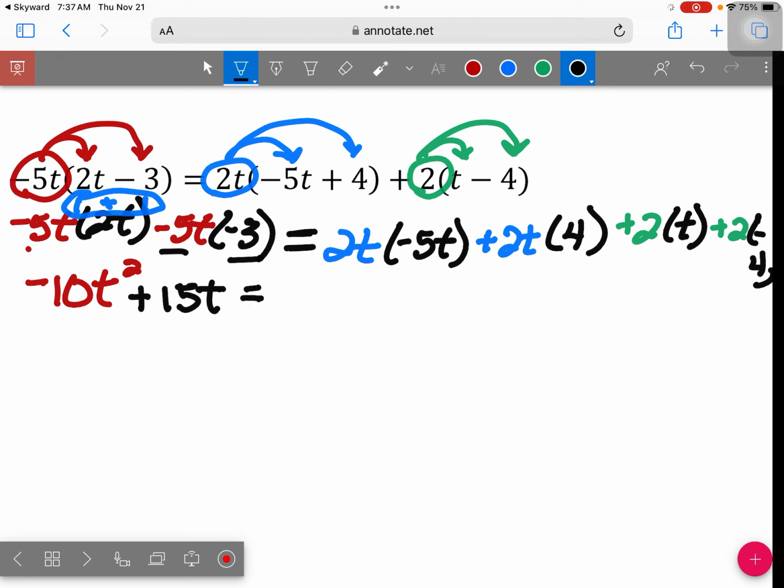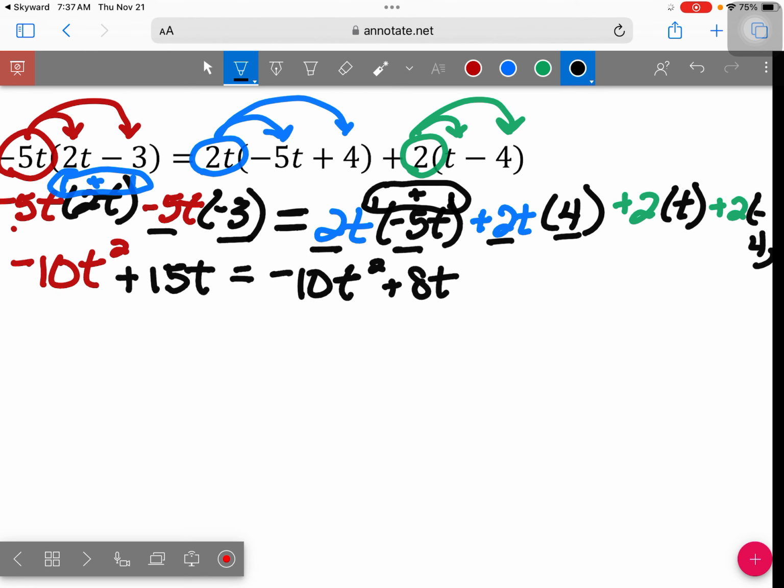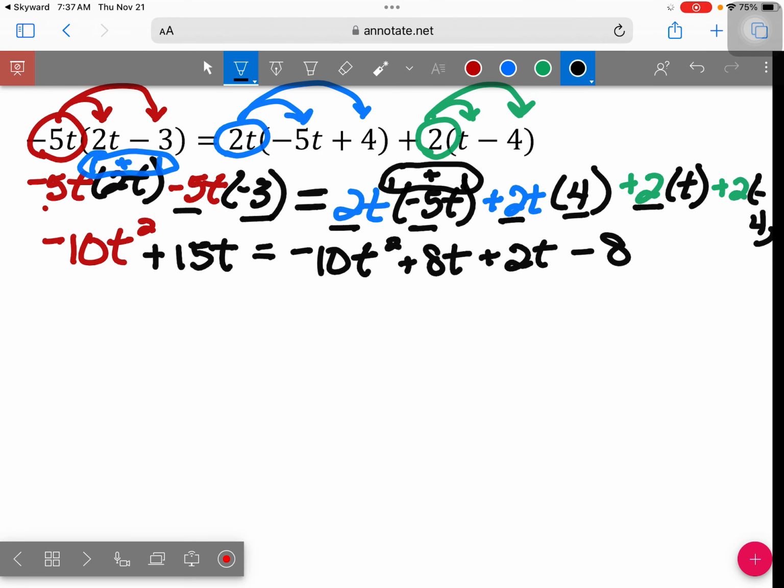That is equal to 2 times -5 over here, which is -10, and then I have a t to the first times t to the first. You add the exponents, that is t squared. 2 times 4 is 8t. Right here, I have 2 times t, that is 2t. And then finally, 2 times -4 at the very end is -8. Phew! That's a lot.